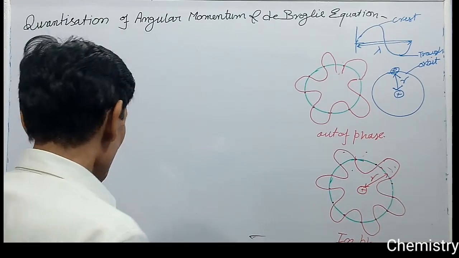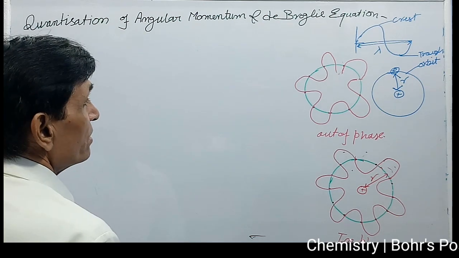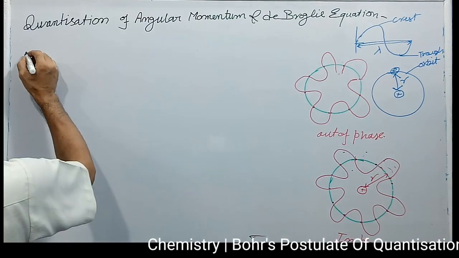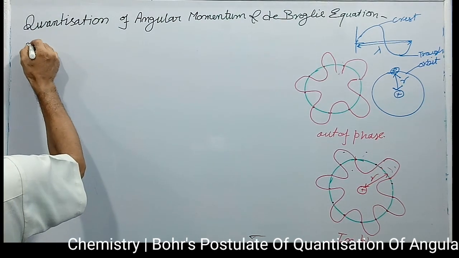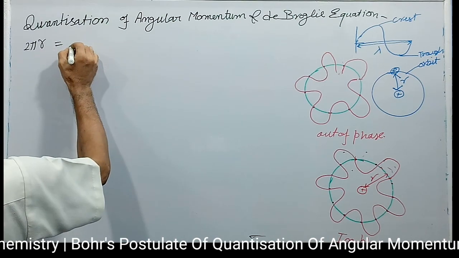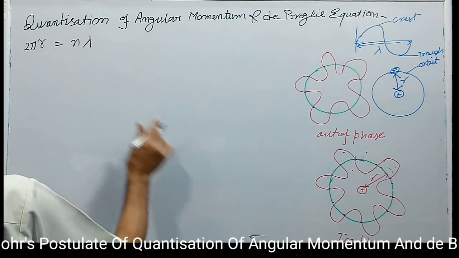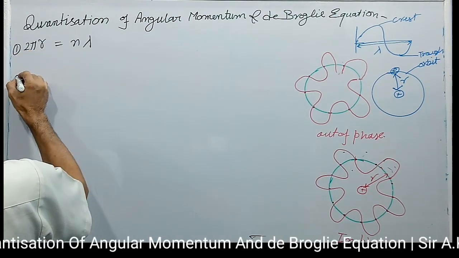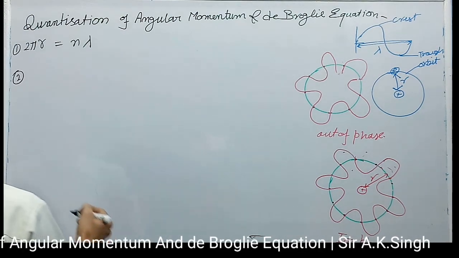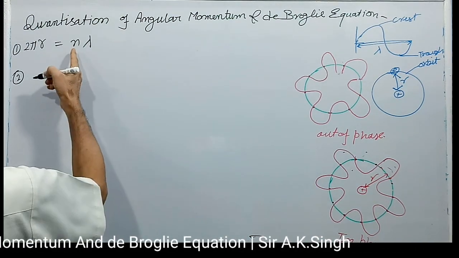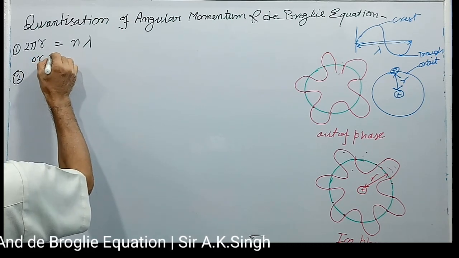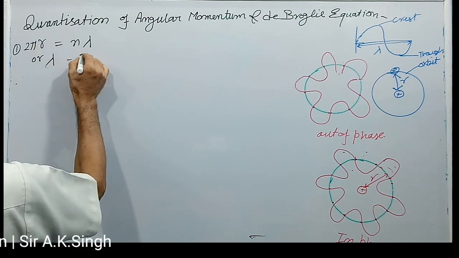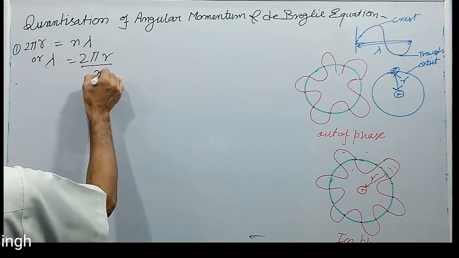Now, for this case, the circumference of the circular orbit, 2 pi r, is equal to an integral multiple of the wavelength of the wave; then only it is possible. So we can say 2 pi r equals n lambda, or lambda equals 2 pi r by n.